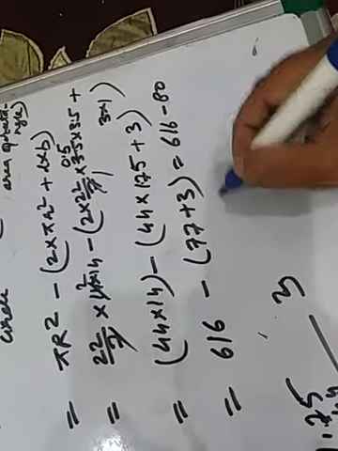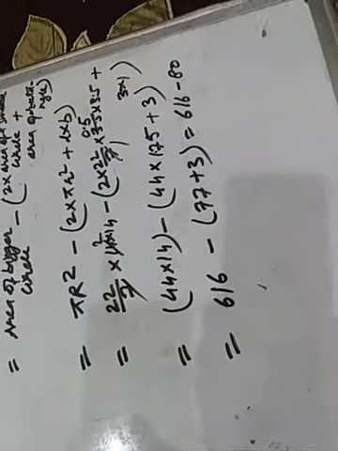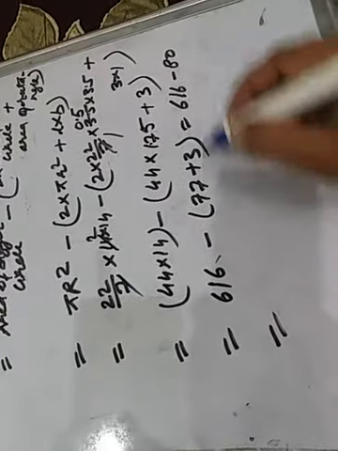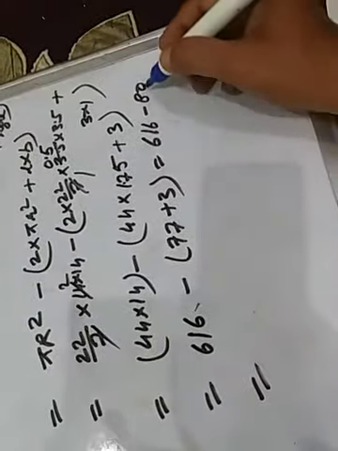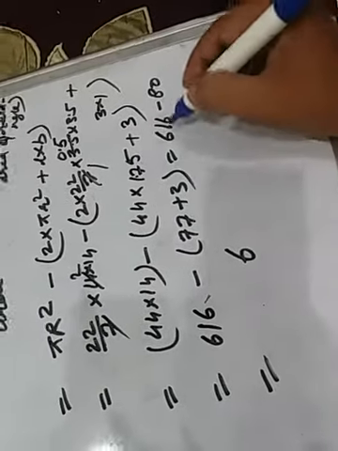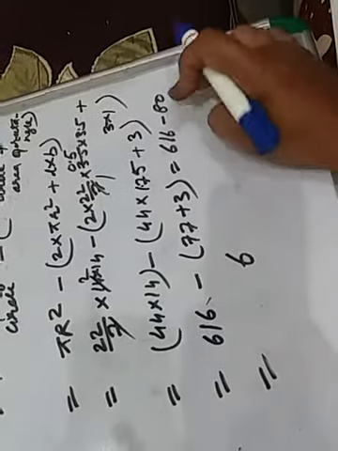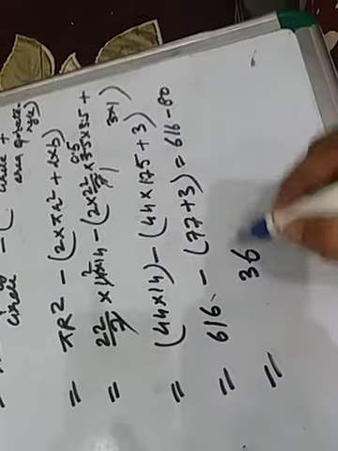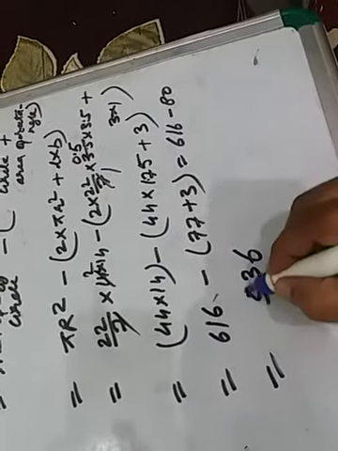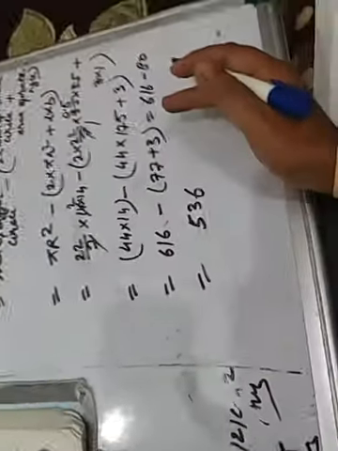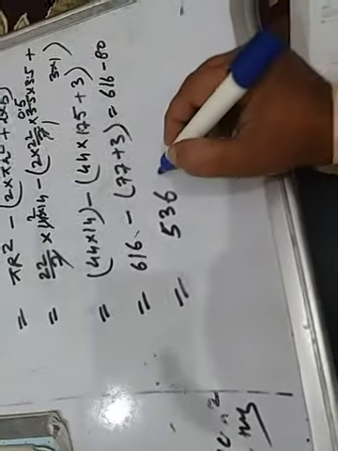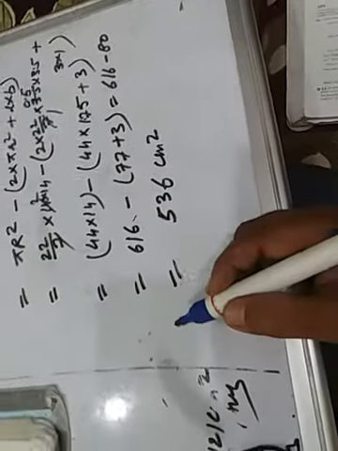Okay children, now this is equal to 616. Now you can subtract it. 6 minus 0 equal to 6, and 11 minus 8 equal to 3. Clear? And it remains 536. This is the area of the remaining sheet equal to 536 square centimeter. Okay, children.